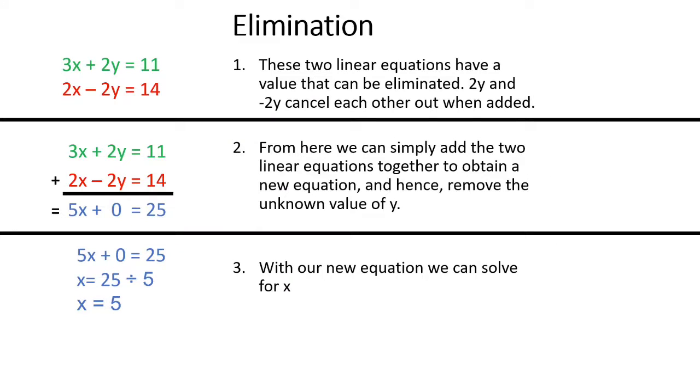For example, these two linear equations have a variable that can be eliminated. 2y and negative 2y cancel each other out when added. From here, we can simply add the two linear equations together to obtain a new equation and hence remove the unknown value of y. With our new equation, we can solve for x.